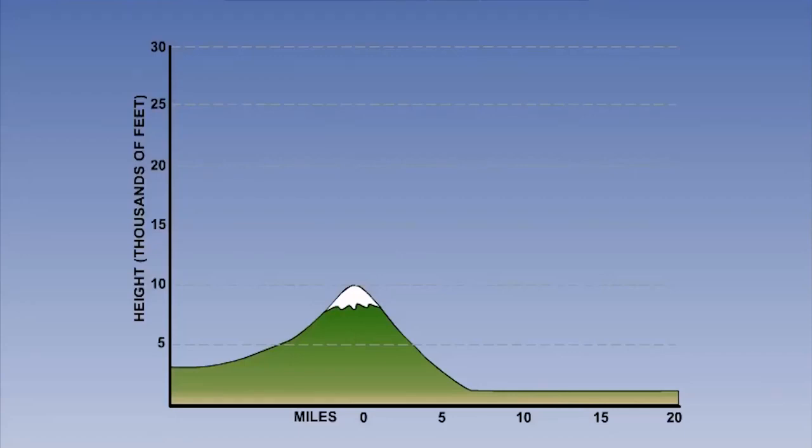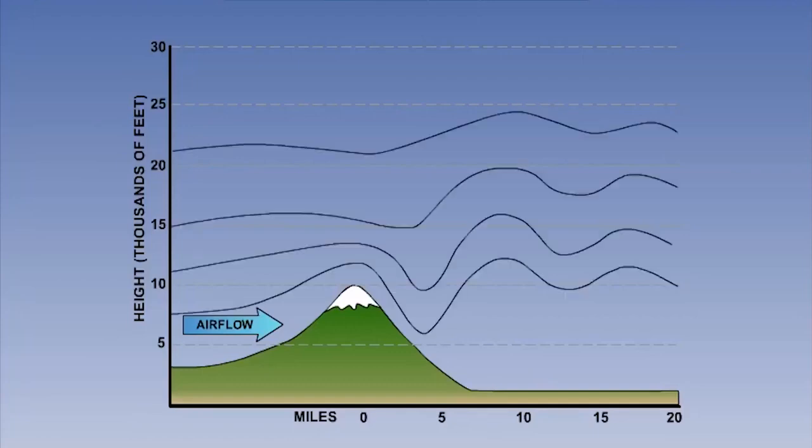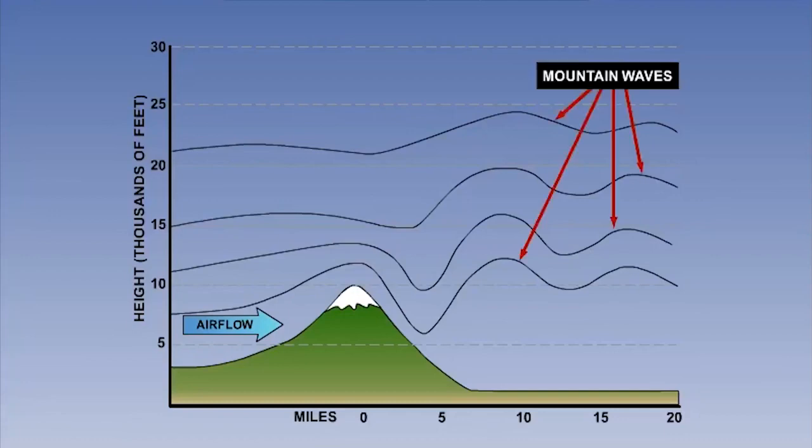The effect of horizontal airflow over mountains and hills creates a very unique phenomenon. Looking at the diagram, we can see a mountain being exposed to horizontal airflow from the left. As the air flows over the mountain, it starts to oscillate in a wave-like pattern. These oscillations are known as mountain waves, lee waves, or standing waves.